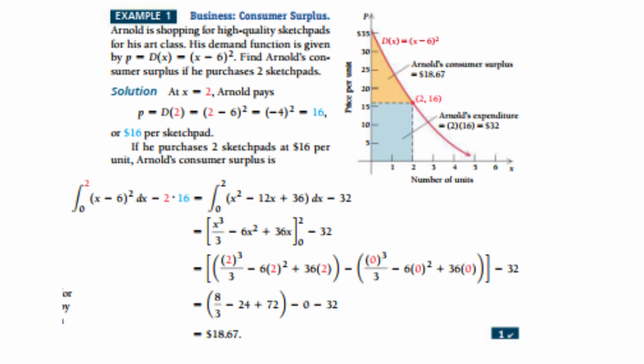$18.67. So the answer to this problem is that Arnold's consumer surplus is $18.67.